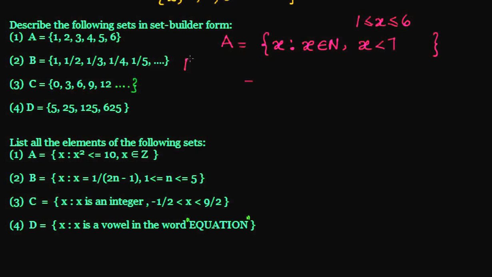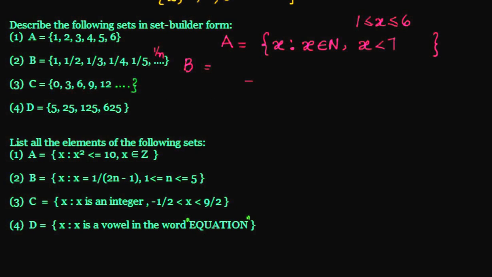B. What do I have here? 1, nothing but 1 by 1, 1 by 2, 1 by 3, 1 by 4, 1 by 5. Can you observe the pattern here? If I am in number 3 position, I have in the denominator 3. That means it's nothing but of the format 1 by n.